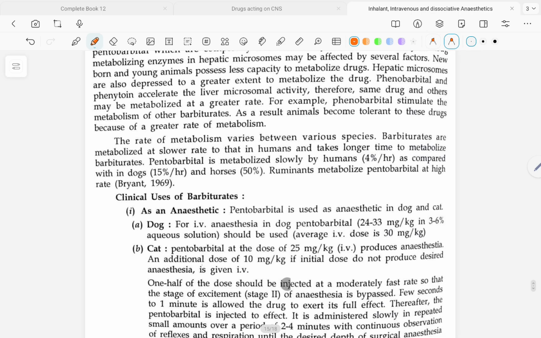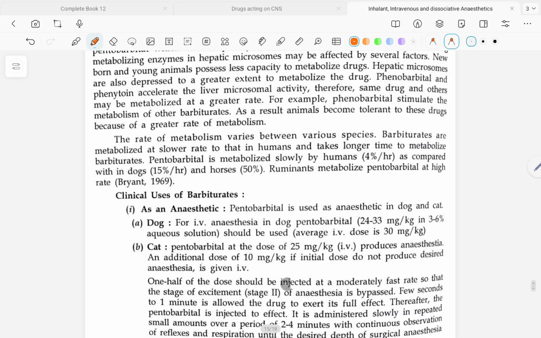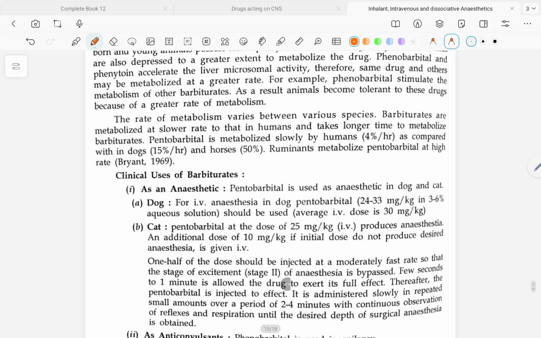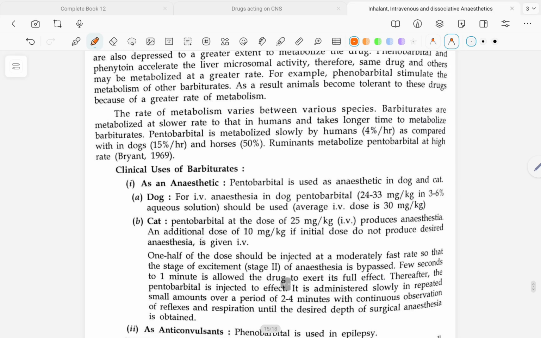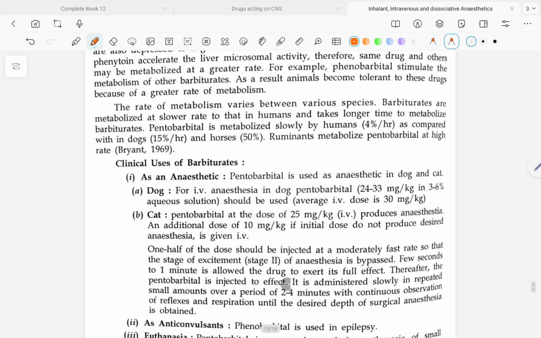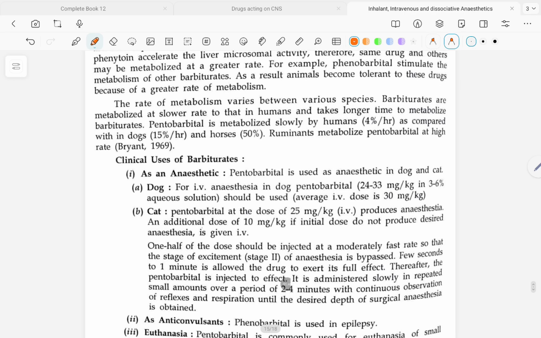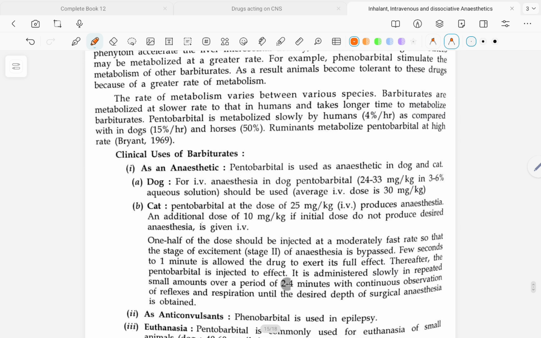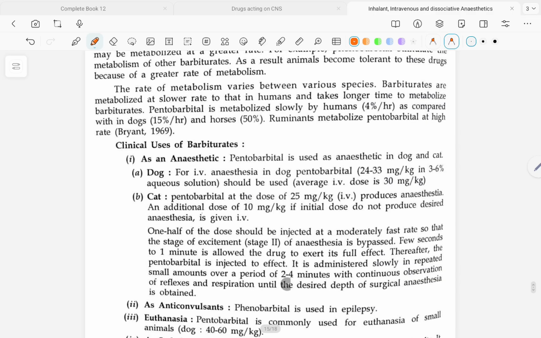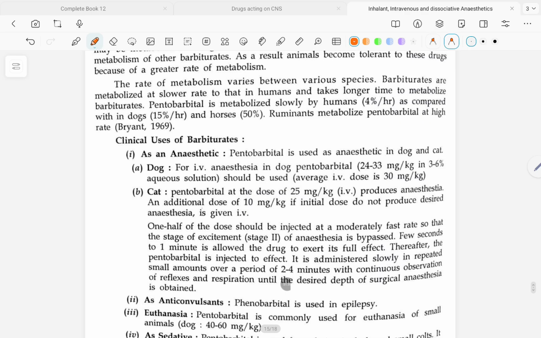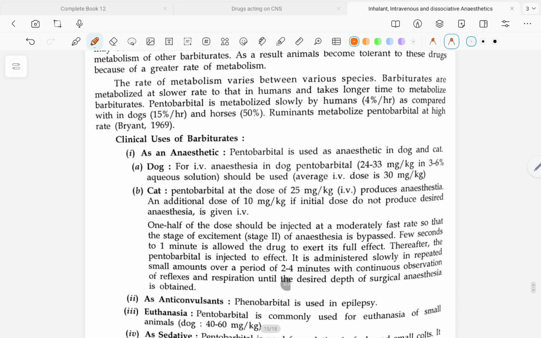The rate of metabolism varies between various species. Barbiturates are metabolized at a slower rate in humans and take a longer time. Pentobarbital is metabolized slowly by humans, 4% per hour, as compared with dogs, 50% per hour, and horses, 50%. Ruminants metabolize pentobarbital at a high rate. Clinical use of barbiturates.